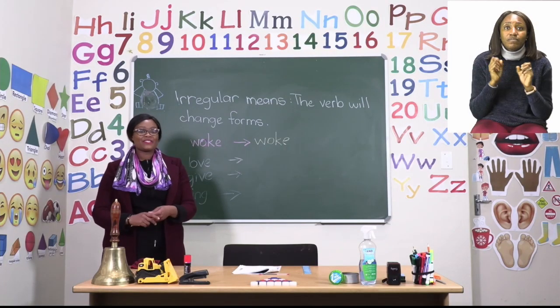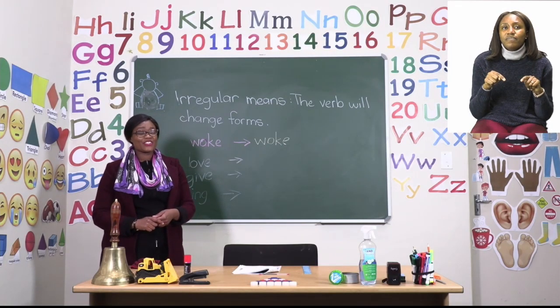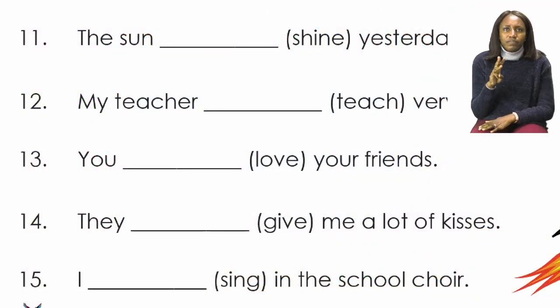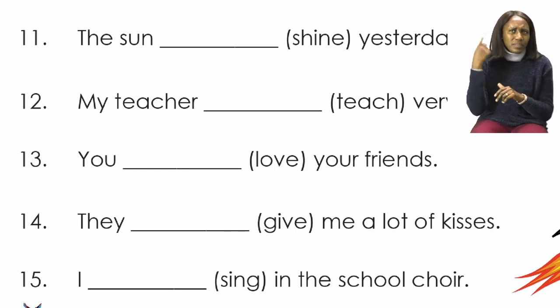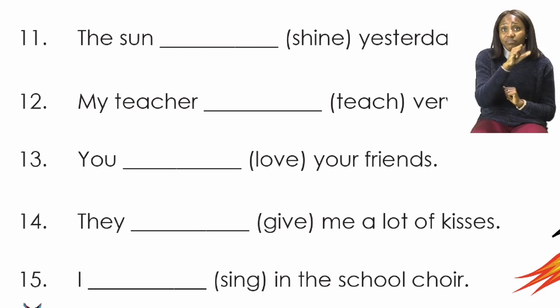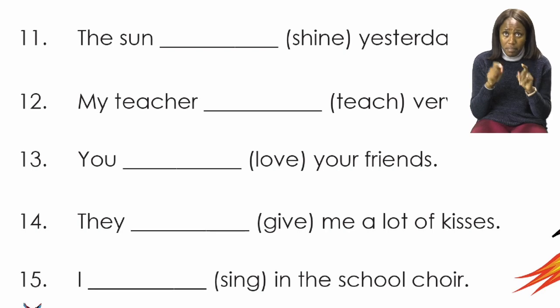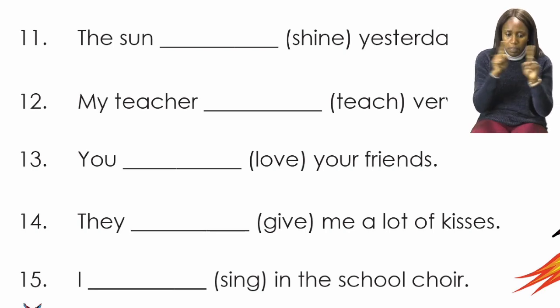For our lesson now, boys and girls, let's all turn to page 13. On page 13, we are going to be doing irregular past tense. Now, whenever we are dealing with the past tense, we know that we are dealing with verbs. So each and every word that you see in brackets needs to be changed from the present to the past.